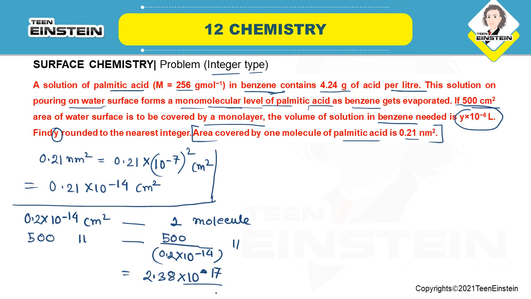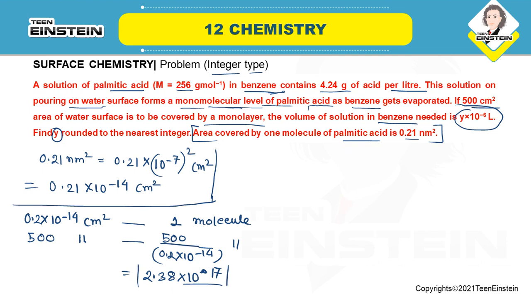Now in each step you can actually get some idea whether you are doing it correctly, because when it is the number of molecules, obviously the number will be very high. Suppose you are making any mistake and you get 10 to the minus 17, be very careful that it cannot be negative, right? That's why I wrote the negative sign and then erased it. So the number of molecules will be very high, so the value should be like this.